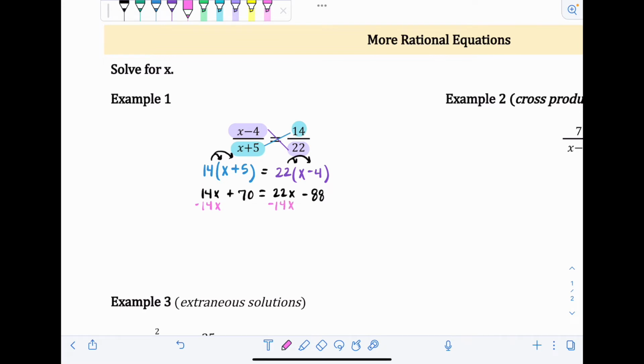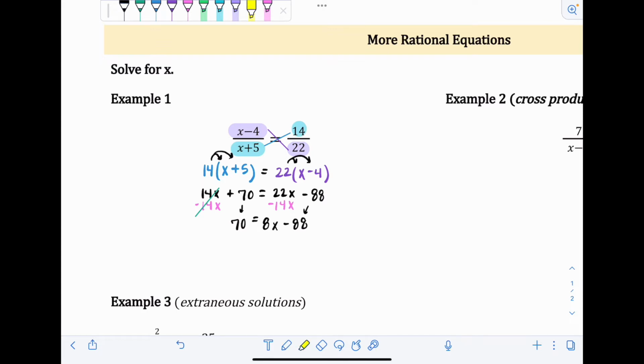Again, it's just really personal preference. So 14x minus 14x, that cancels out the 14x over there, which is what we're going for. And then after that, I'll bring down the 70. And then 22x minus 14x is 8x. And then I also need to bring down the minus 88.